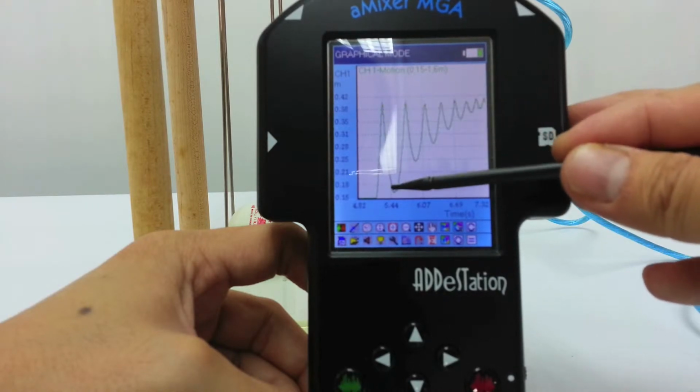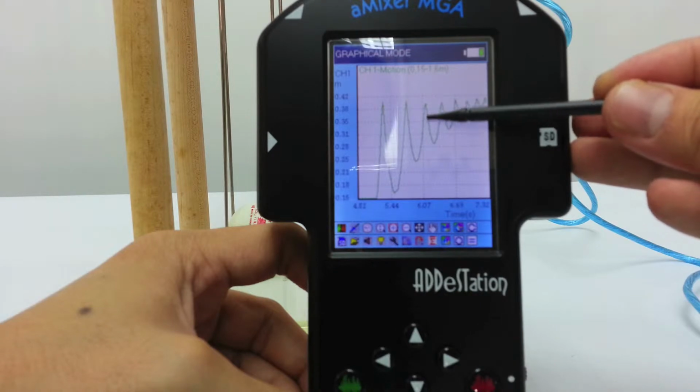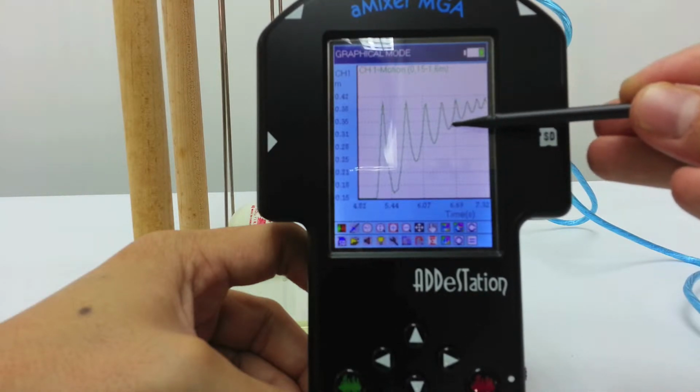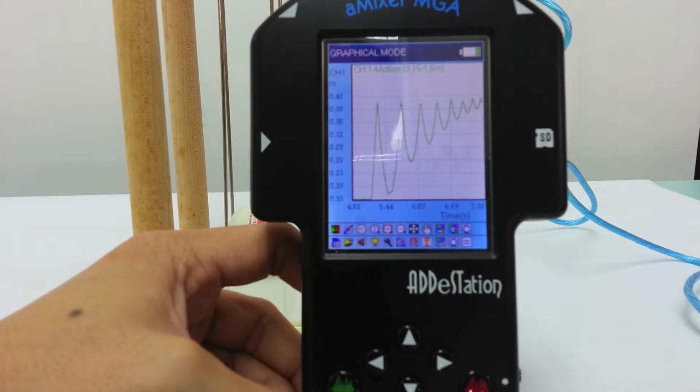And each time it bounces, the height to which it rises decreases. This is due to energy dissipation in the form of sound and due to air resistance.